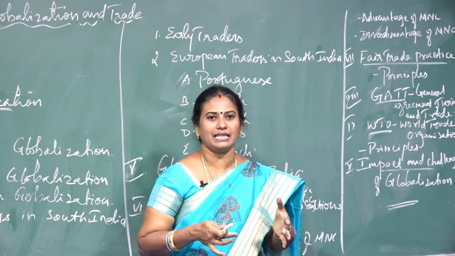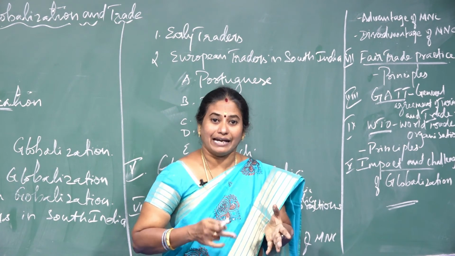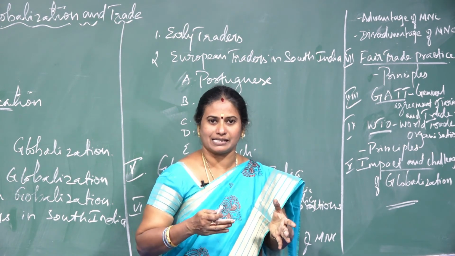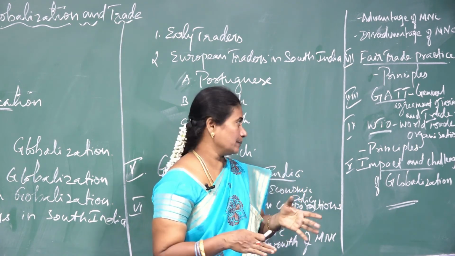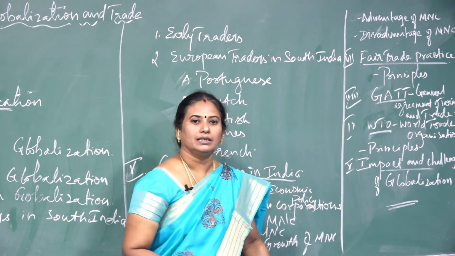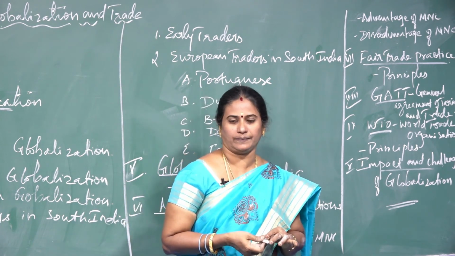The seventh round was from 1973 to 1979. The last and eighth round was held in Uruguay between 1986 and 1994. This is called the Uruguay Round. This was the last round. By this I am completing GATT. Next I am going to explain about the WTO, that is the World Trade Organization.